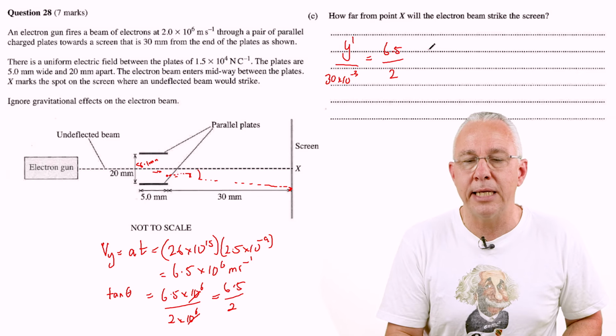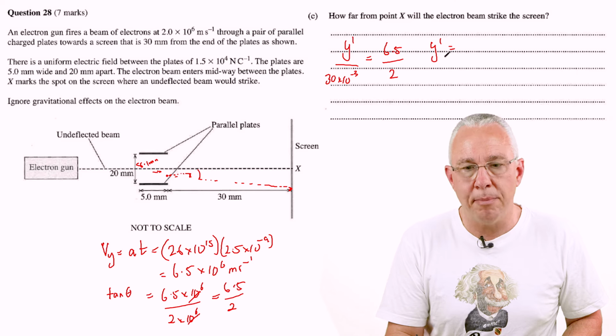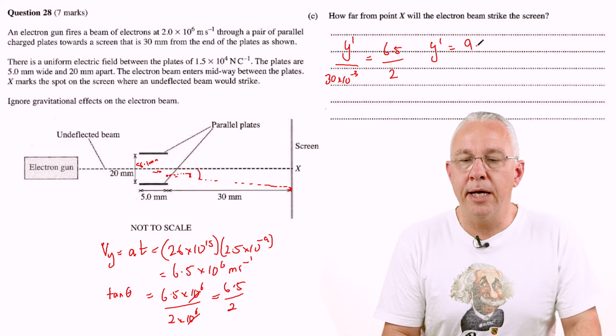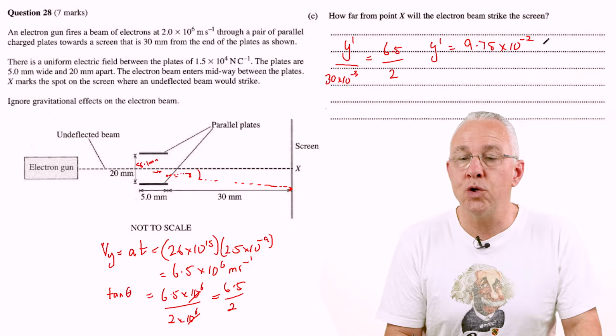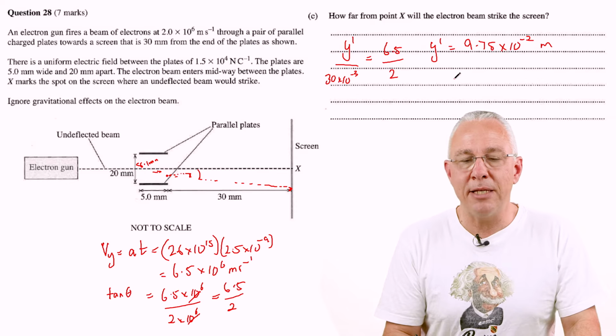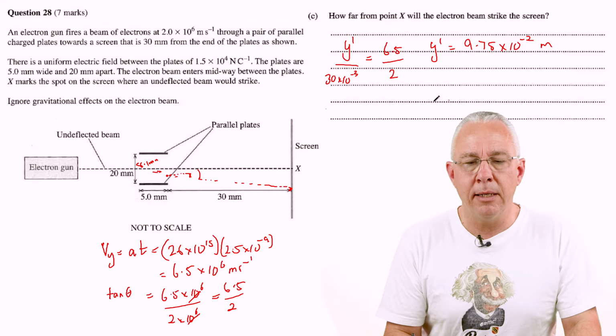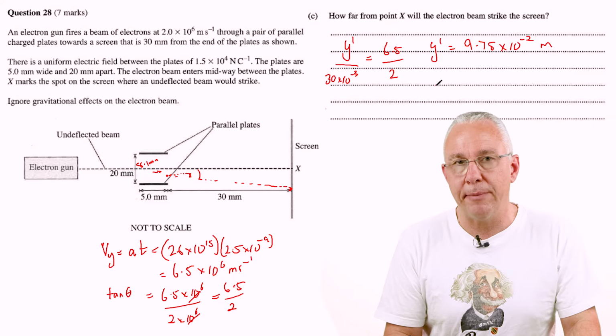You can see we can now work out what that y dash is. That y dash of a drop is simply now 9.75 by 10 to the power of negative 2 meters. So that's how much it's dropped by. But remember, it's already dropped 8.1 millimeters below x in the first place.